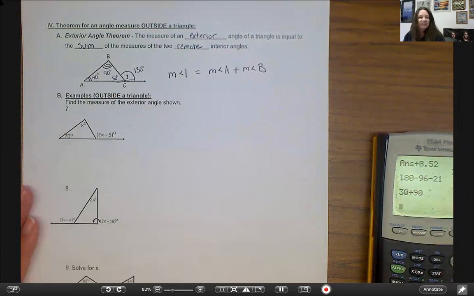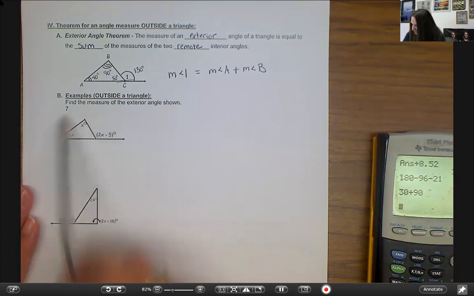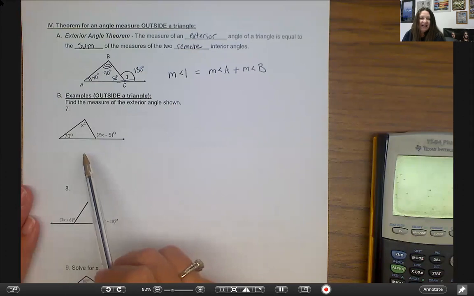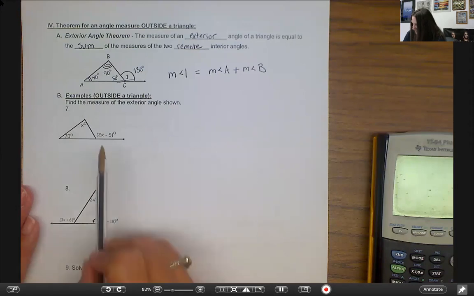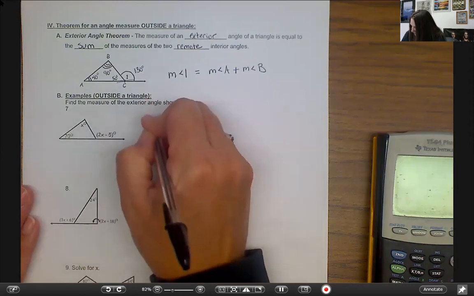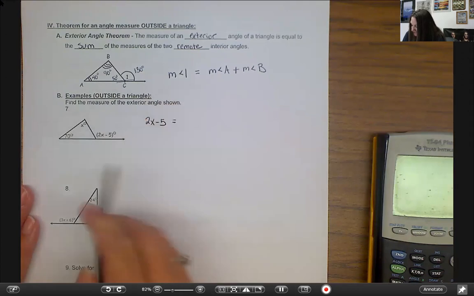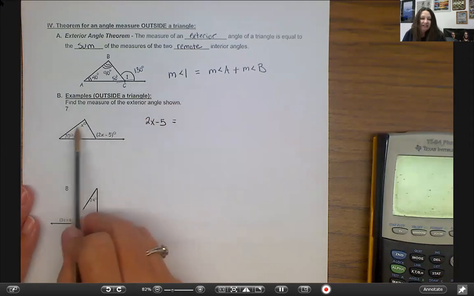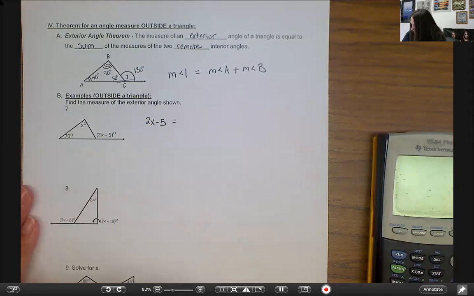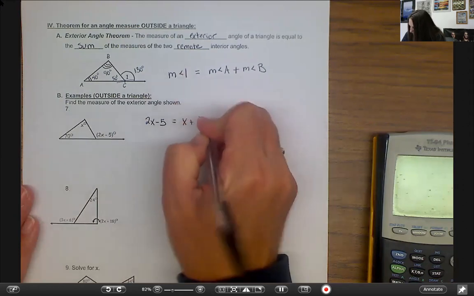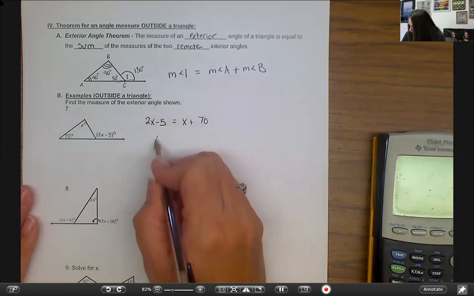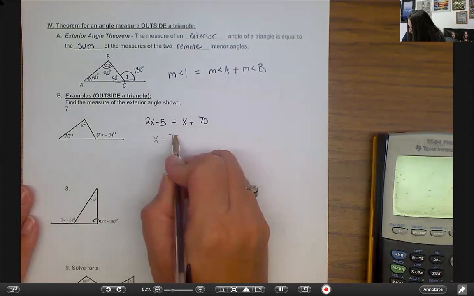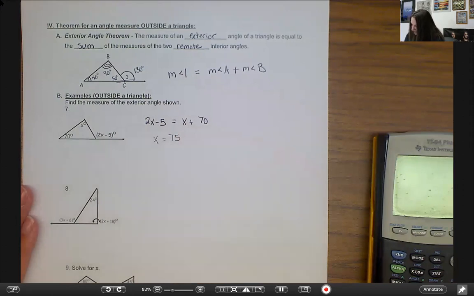Okay, let's look at how it would look in a diagram. So in number 7, we don't have exact angle measurements as I just put in that example, so we have to write an equation. The exterior angle here, 2x minus 5, has to equal the sum of the interior angles it's not connected to. So that would be x and 70 in this case. Then I'd work my way to solve that. So subtract x, add 5, and we get x equals 75.